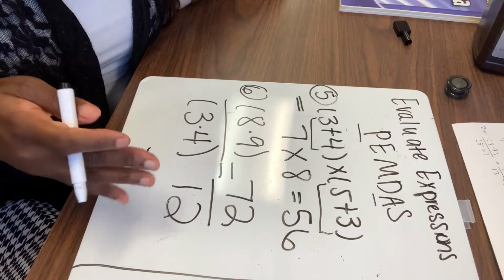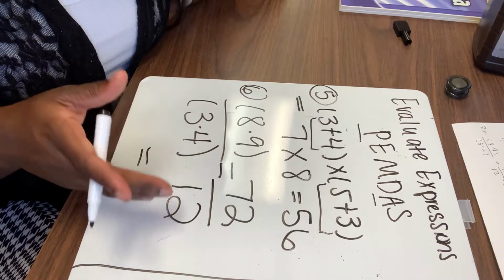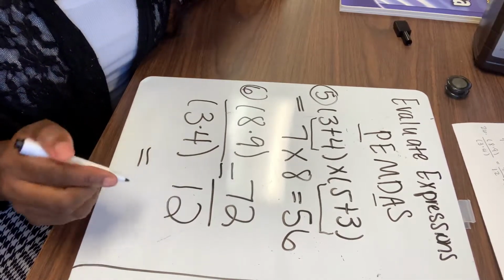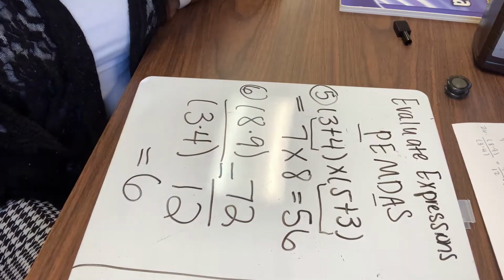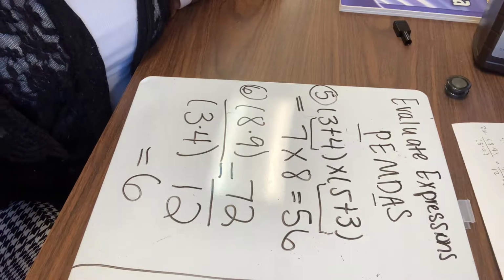Like I said, guys, you can leave it as this if you want to, but I would really love if you would simplify it. So we know that 72 divided by 12 is going to give us 6. And that is the answer.